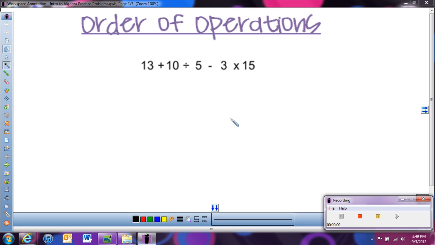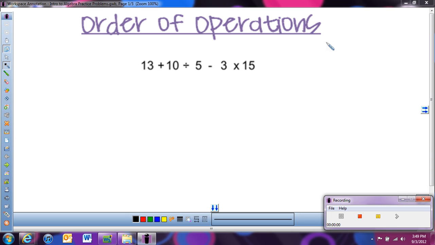In this lesson, we're going to be looking at order of operations. Order of operations is very important when we're solving math problems because it helps to make sure that everyone is going to end up with the same answer because we're all solving the problem in the same order. So the first thing we need to remember is what is that order that we're going to solve everything in.